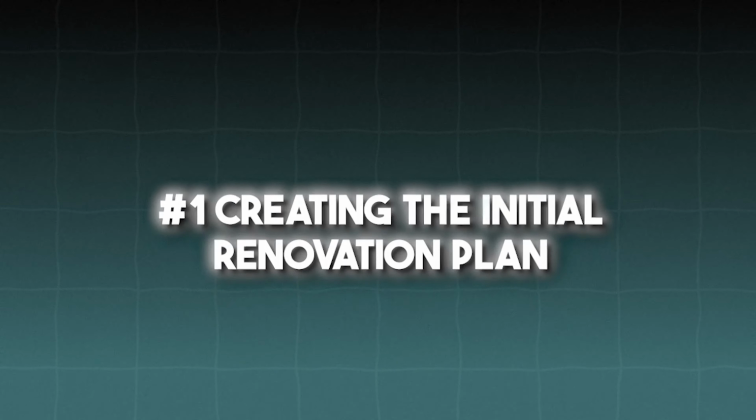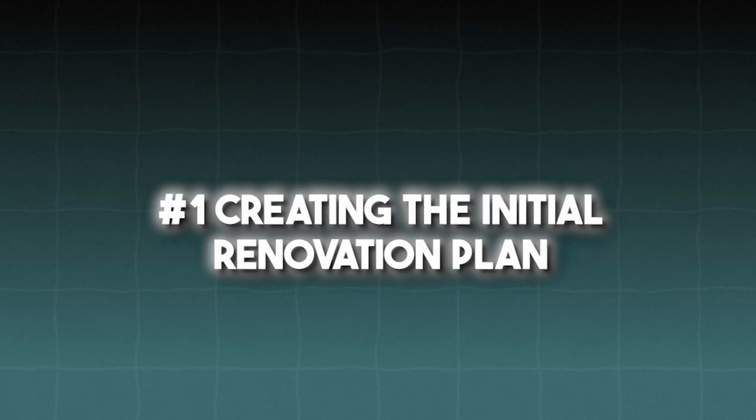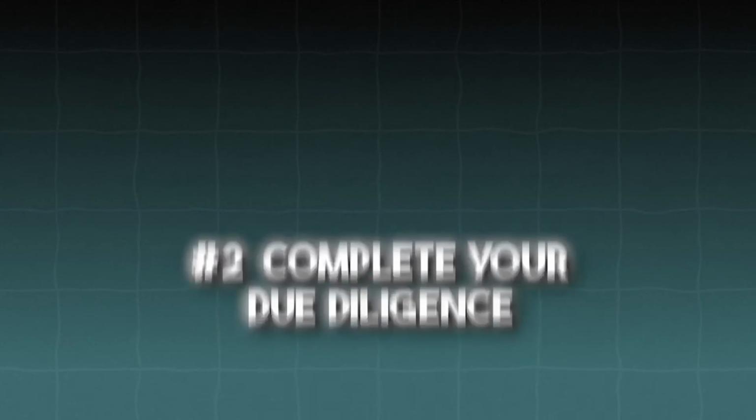So first was creating the initial renovation plan. It's important to remember that the details of your renovation plan are probably going to evolve over time. The first plan that you put down on paper, you're going to be forgetting some details, or some things will change as you go. Maybe you open up walls and there's a surprise. But you need to have a good outline and budget to start with. And hopefully it's not too far off from where you end up, but just know it's going to evolve and change over time. So you create your initial renovation plan, and then you complete your due diligence.